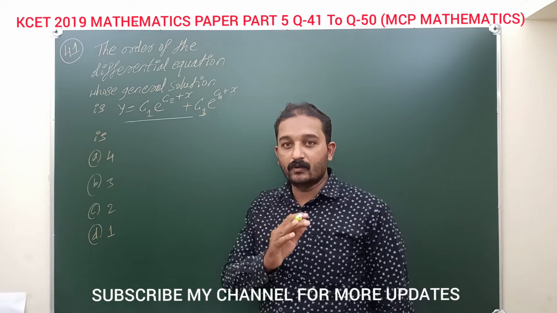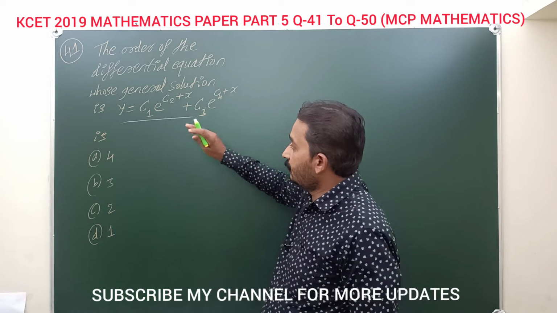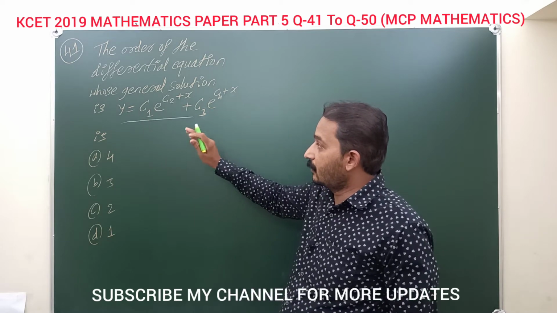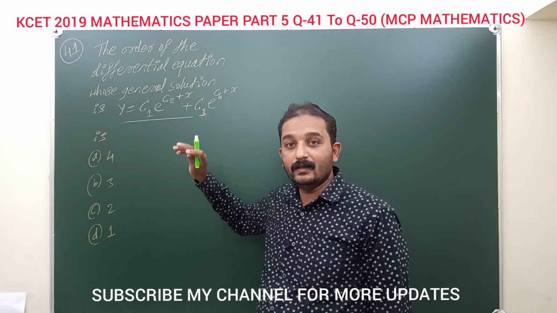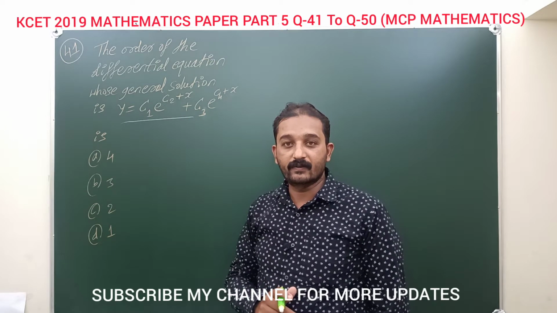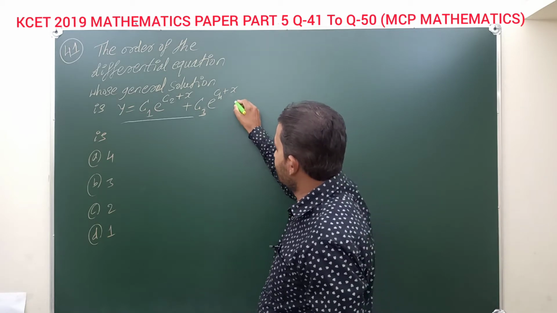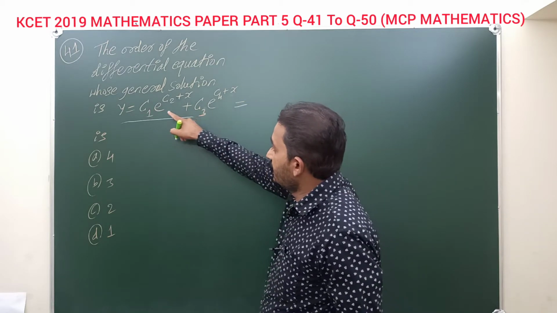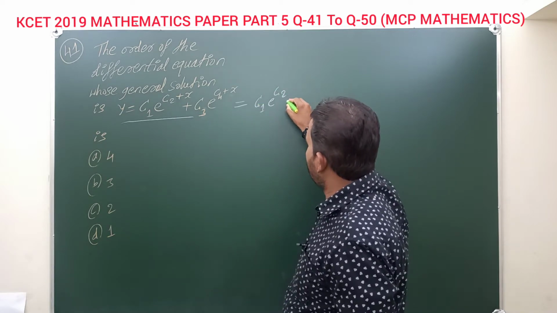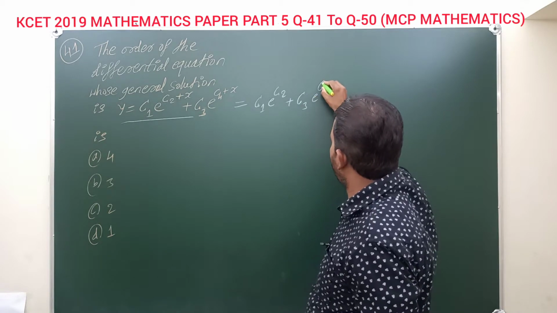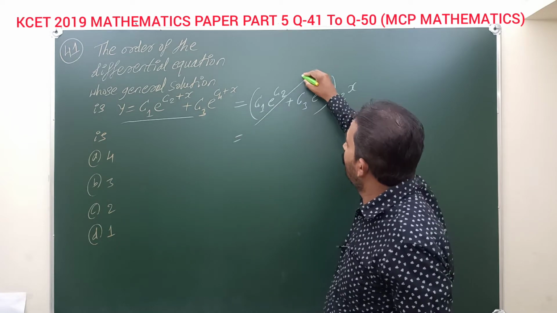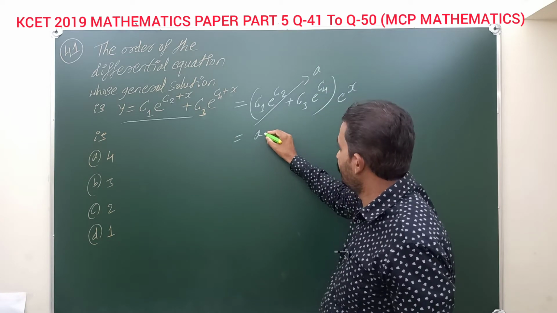We know that the order of the differential equation is equal to the number of arbitrary constants present in the general solution. Using this statement, we have to find the order of this differential equation. This is the general solution. Here e power x is common, take it outside, remaining c1 e power c2 plus c3 e power c4 into e power x. This is a constant, so it can be written as A, an arbitrary constant, into e power x.